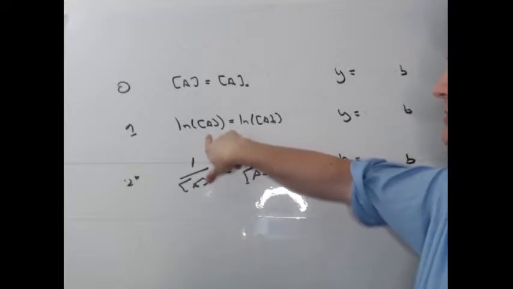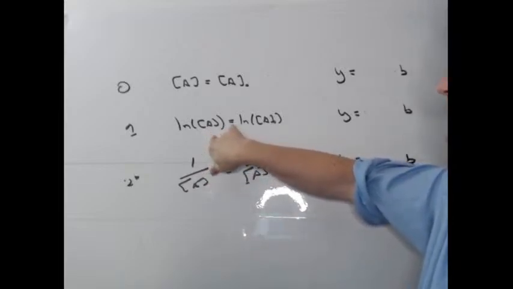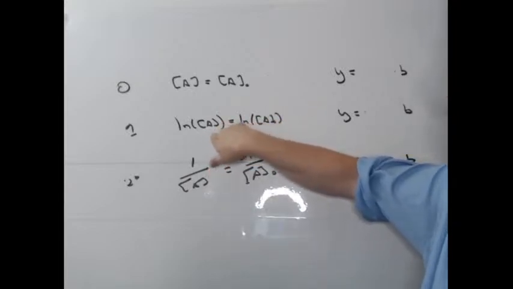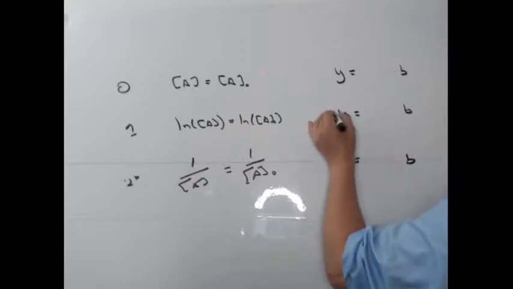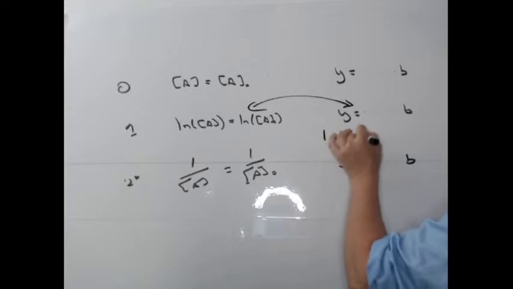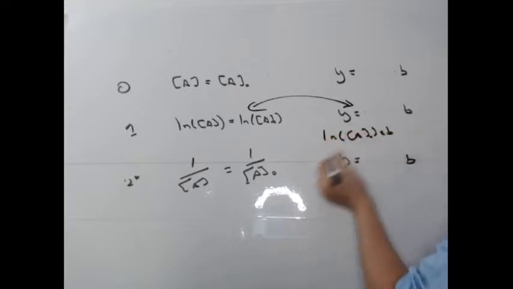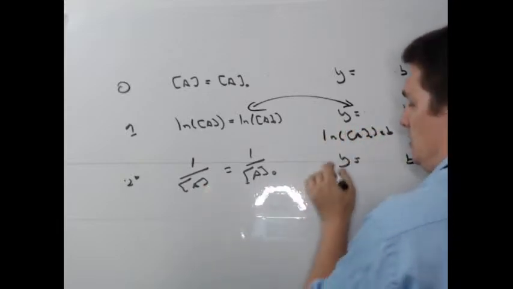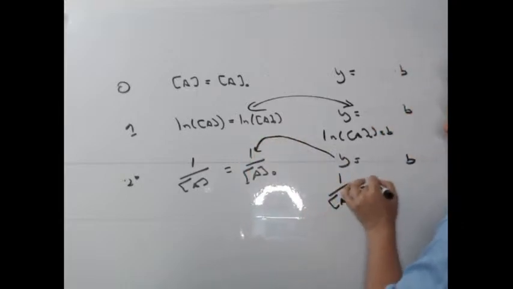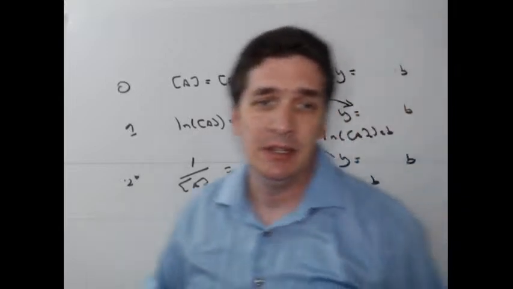So for first order, y is the natural log of the concentration. So at time equals 0, we're not looking at starting concentration, we're looking at the natural log of the starting concentration. So in this case, it's the natural log of the starting concentration that equals the y-intercept. And for this one, we get that y is 1 over the starting concentration. So that's equal to b.